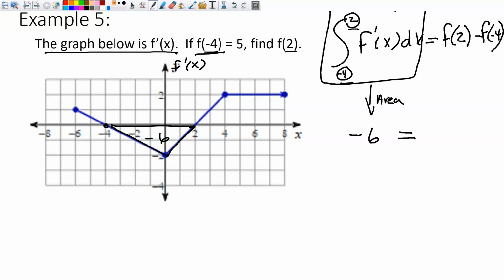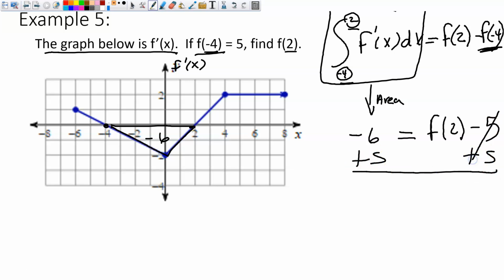But let's bring down the rest. I'm looking for f of 2, right? Isn't that what I'm trying to find? But I know what this equals. What does f of -4 equal? Can I solve for f of 2? Kind of weird, but yeah, we can. You're just going to add 5 on both sides, and you got your answer. Kind of weird, right?